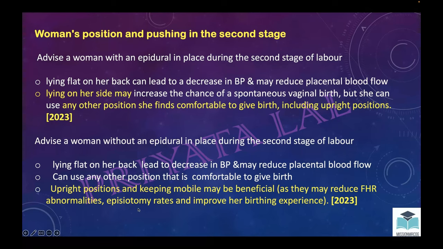Now for this part you may get a question: with the upright position and keeping mobile, what could be the benefits? Decrease in fetal heart abnormalities. The reason we already know: good blood flow, so the baby will also get good blood flow and oxygen. So, decreased fetal heart abnormalities, decreased episiotomy rate, because if the patient is upright there would be kind of pressure, and improved birth experience. So three things are improved when the patient is in upright position and keeping mobile. So learn that, because in part two they ask minor details.